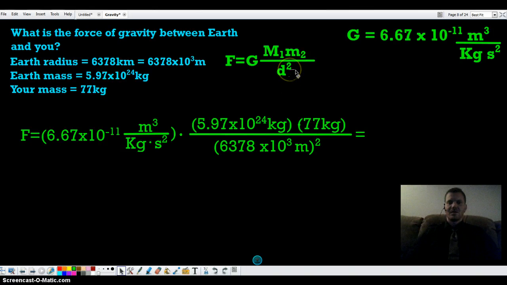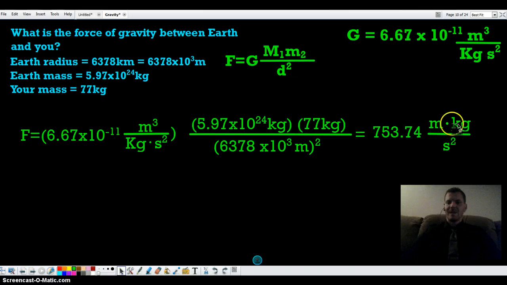This is a common mistake. Don't forget to square your distance. People forget it all the time. Don't forget to square it. And if we plug this into our calculator correctly, we should come up with 753.74 meter kilograms per second squared. This is also known as a Newton.